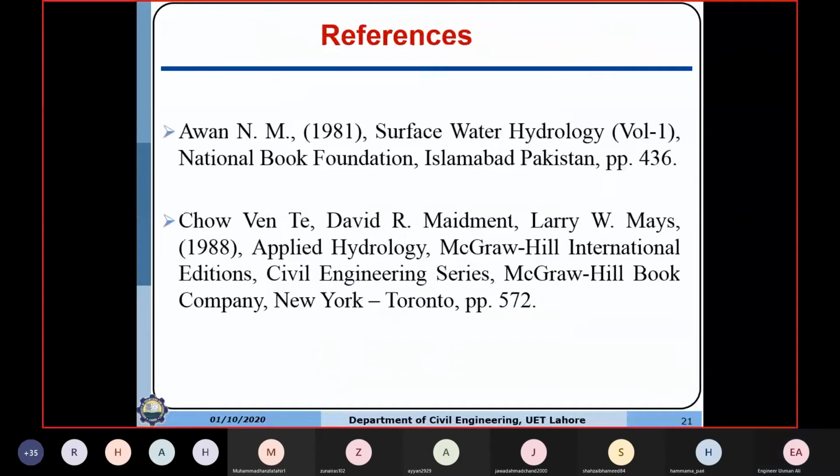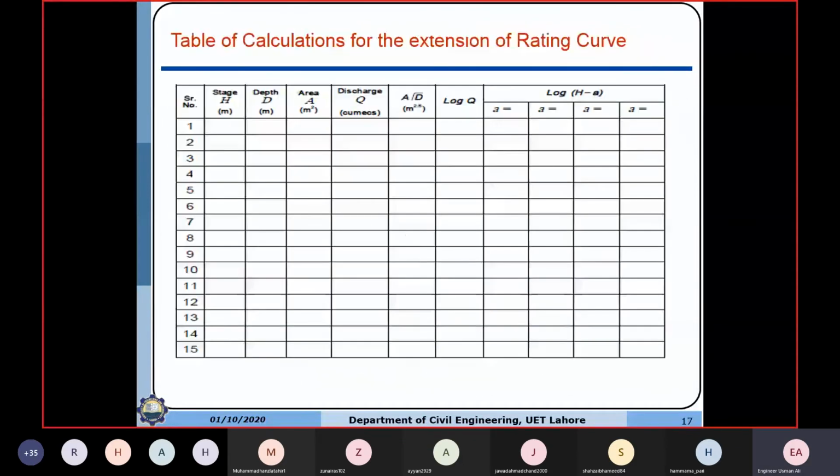Now, using this data, you have to fill this table. This table is also available in the manual on page 44. So you are given the stage in meters, depth in meters, area in square meter, discharge in cubic meter per second, cumecs. So for the logarithmic method, you have to find log of Q. So you have to find log of this column number 4, column number 5 if you consider the serial number column as well. So take the log of this column of Q, write it over here. This is the first step. First step is find out log of Q from the given data of Q.